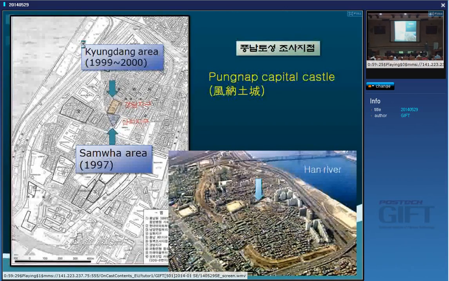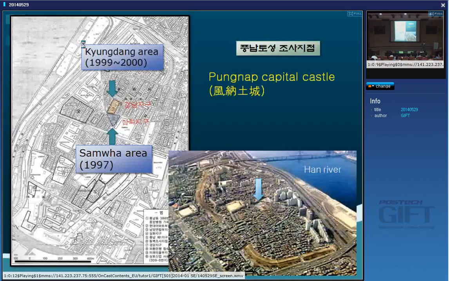I excavated this site in 1997, 1999 and 2000, at the center of Pungnap Castle. Do you know Pungnap Castle? Don't know? Oh, from now on, have an interest in this very, very important castle of Baekje. And I'm very happy to have excavated the central part of this castle.